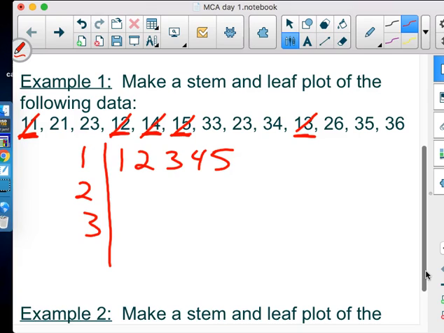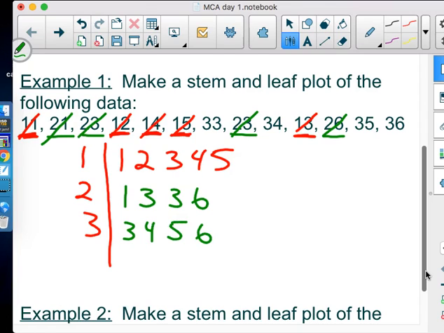Now I need the stuff that had the 2 in the front. Let's see, 21, 23, 23, 26. Did I miss any? All right, so let's put that in order: 1, 3, 3, 6. And then go after everything that has a 3 in the front. So 33, 34, 35, and 36. That looks like that's it, and they're all in order already.